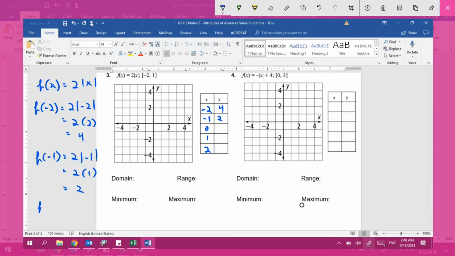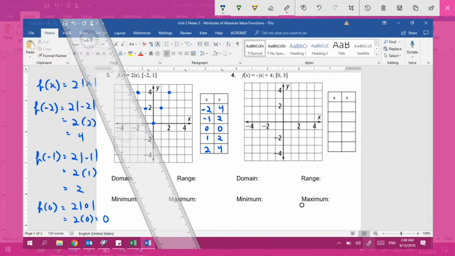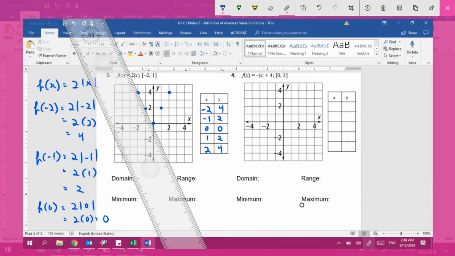f of 0 is going to be 2 times the absolute value of 0, which is the same thing as 2 times 0, which is 0. f of 1 is going to be 2, and f of 2 is going to be 4. So let's plot these points. We got -2, 4. We got -1, 2. We got 0, 0. We got 1, 2, and 2, 4. Let's connect these points and make our absolute value function graph.